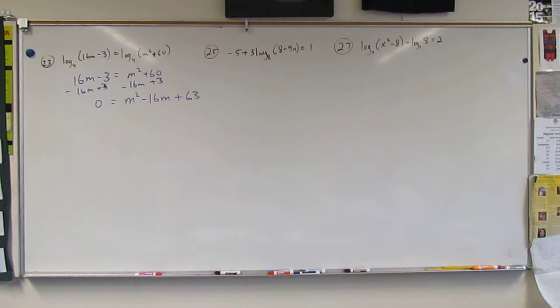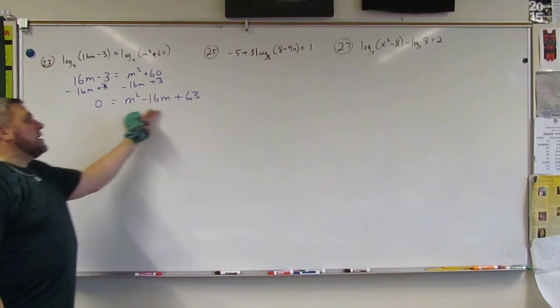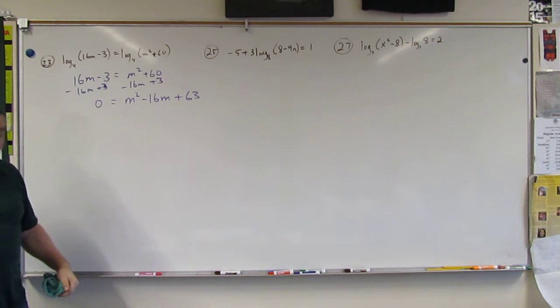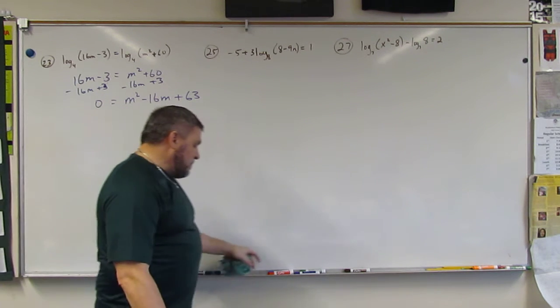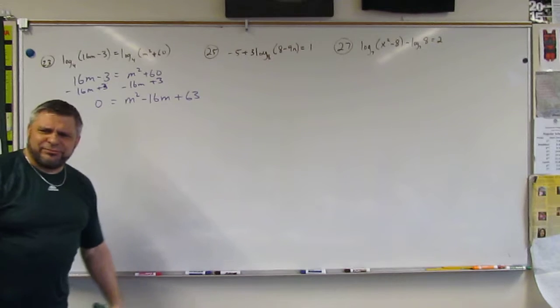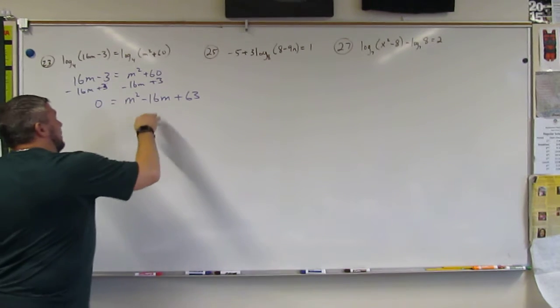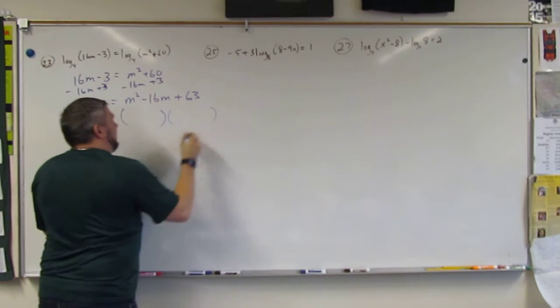The reason is, well, it's a quadratic. We want this quadratic to be positive, right? But we want it to equal 0. Why? So we can factor it. Okay? Boom, boom, boom, boom.